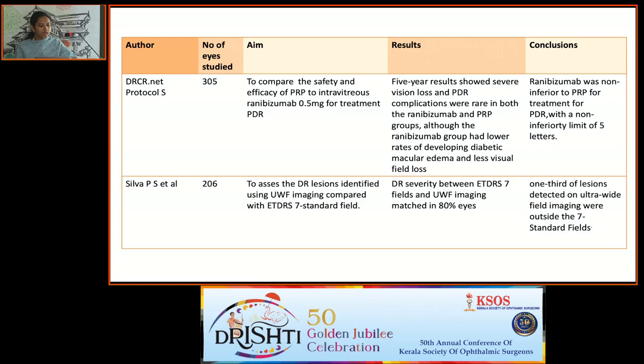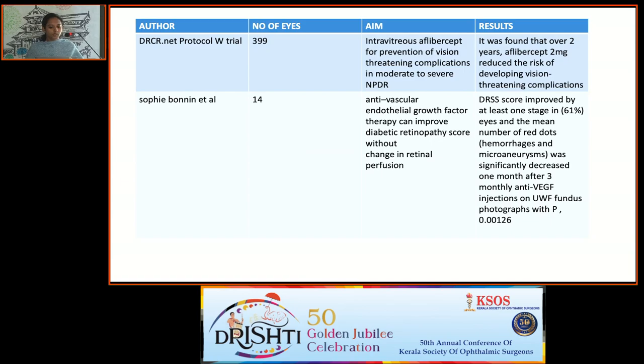Silva PS et al. study showed that only 1/3 of the lesions were detected on ultra-widefield imaging. And the DRCR Protocol W trial showed that over 2 years, aflibercept reduced the risk of development of vision-threatening complications in PDR. And Sophie Burnett et al.